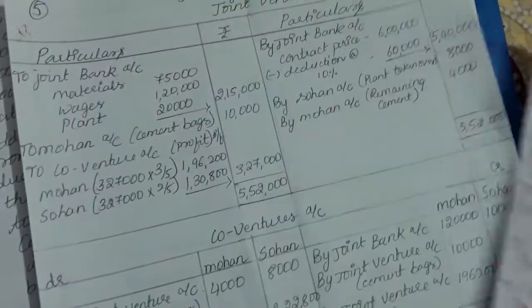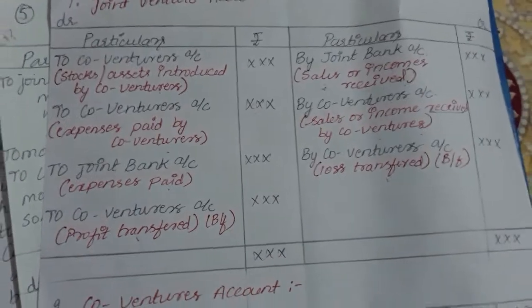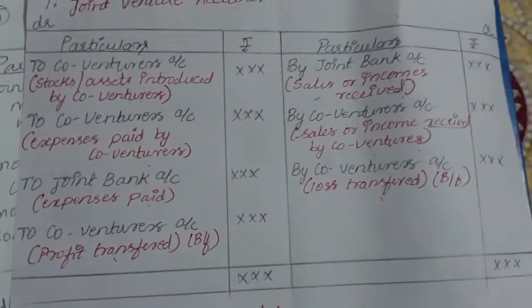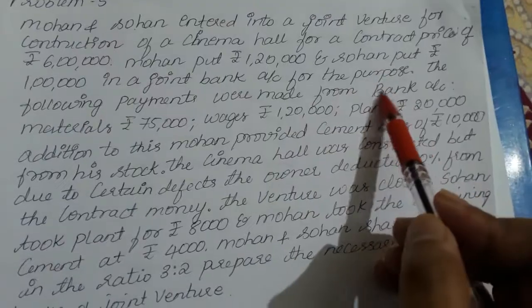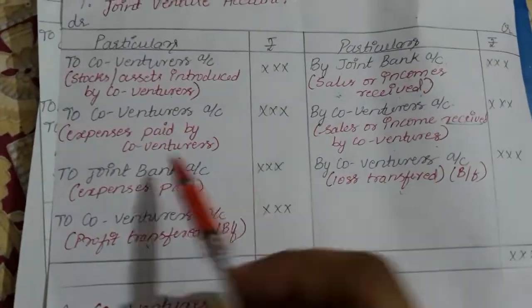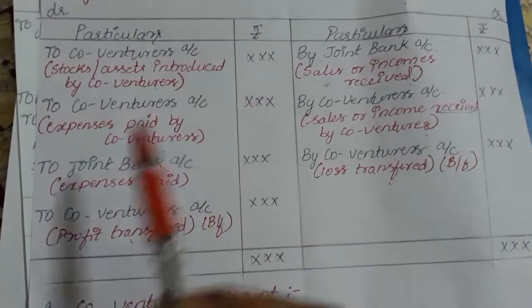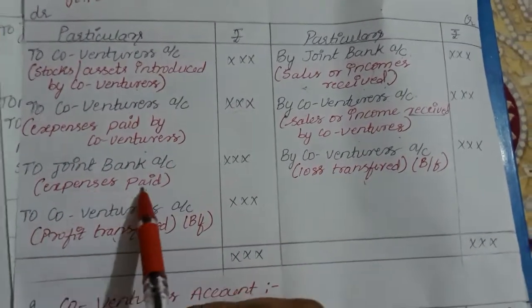In this question they have not paid. Mohan or Sohan has not paid any expenses from his own pocket. Any expenses have been paid by bank. In the question also they have clearly mentioned that the expenses have been paid through bank account only, not by any of the co-venturers, right? Next is no, that is nil. To joint bank account, expenses paid.